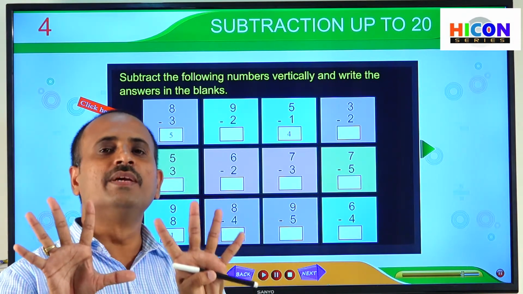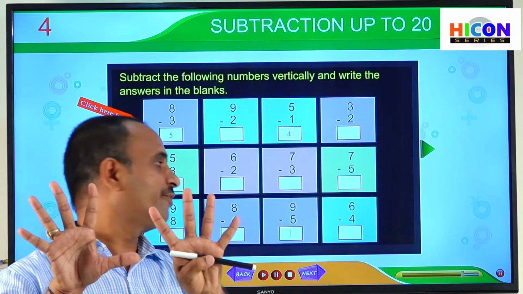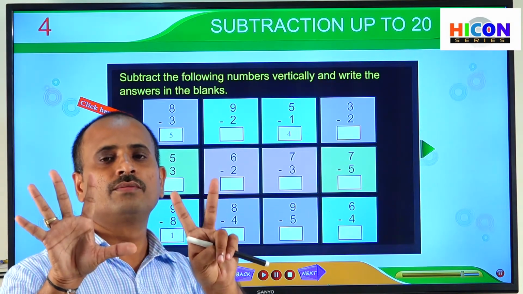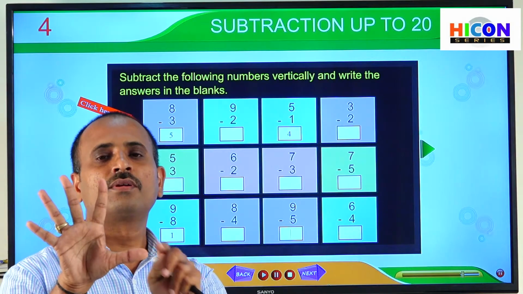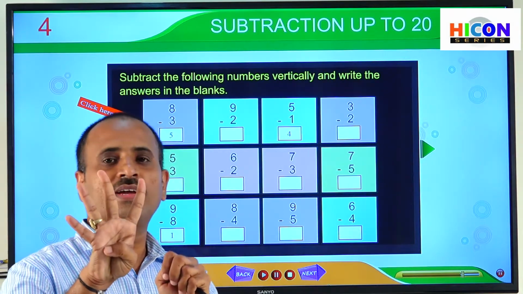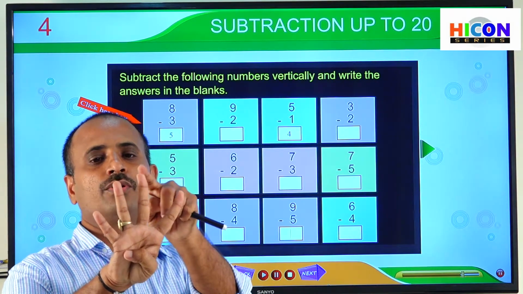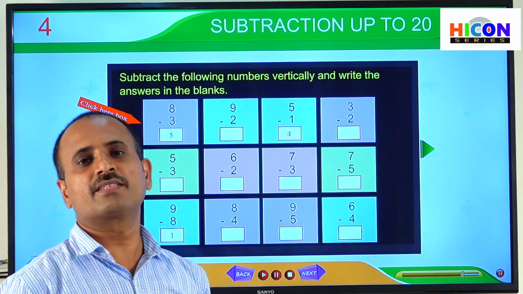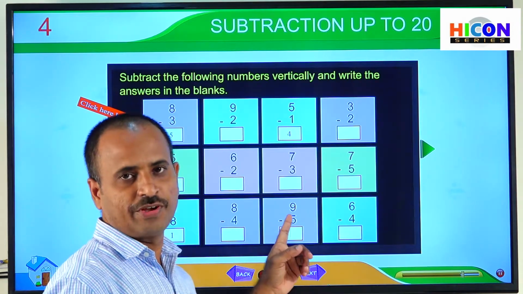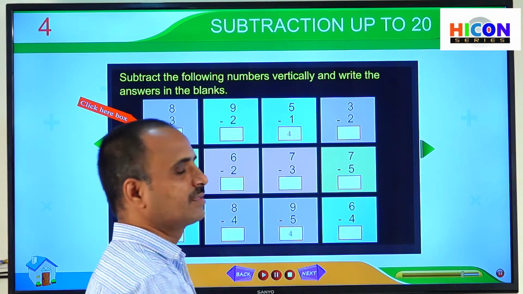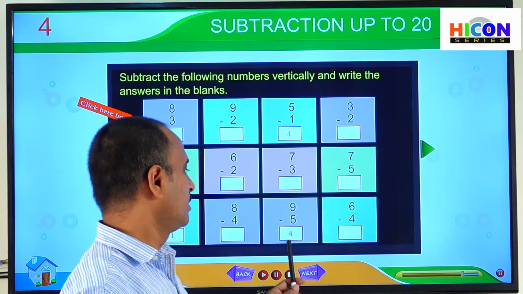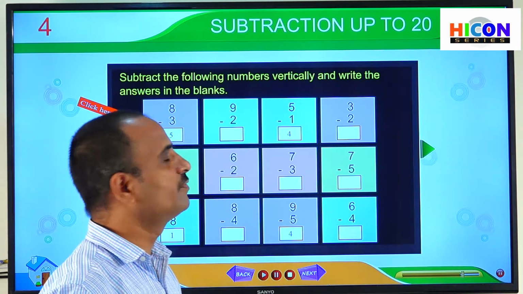So subtraction means taken away. So close 5 fingers. 1, 2, 3, 4, 5. So how many fingers are left there? So 1, 2, 3, 4. 4 fingers are left after taking away 5. So write 4 in this box. So the answer is 4. The difference between 9 and 5 is 4.